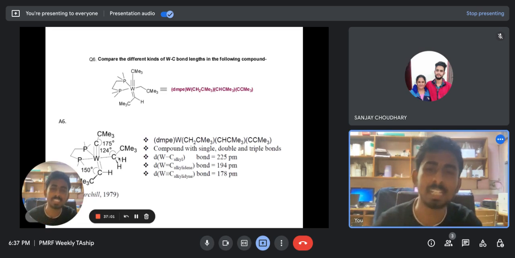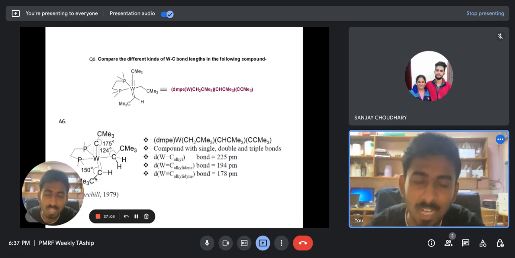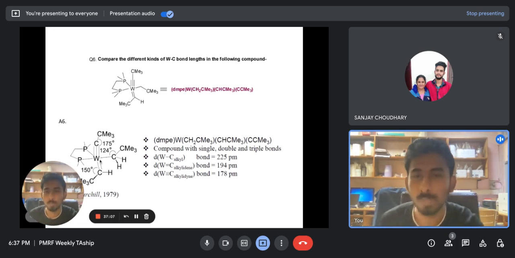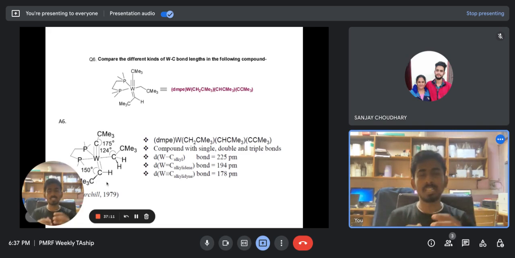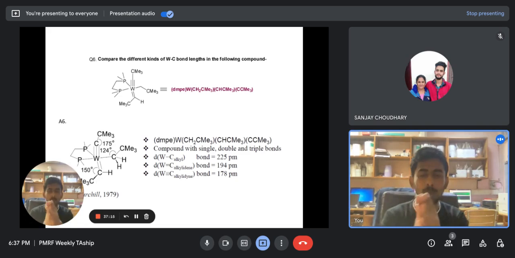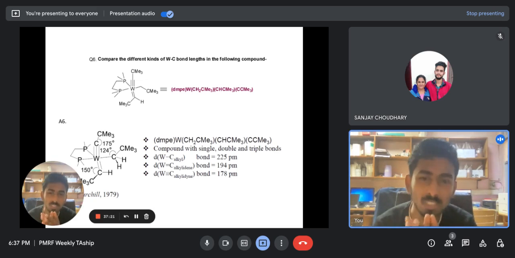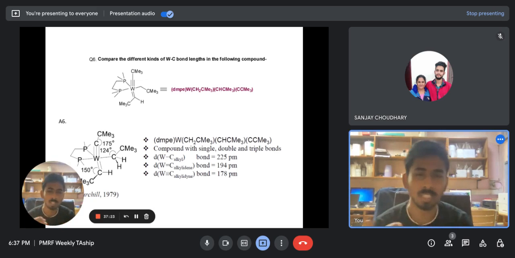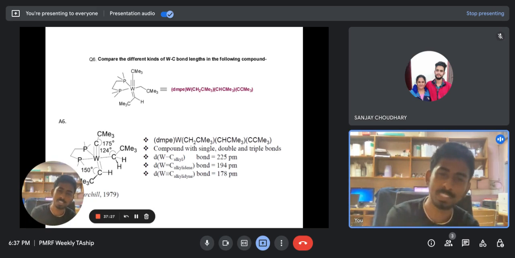In this case, this is a tetrahedral kind of system. Here you see this is the sp2 carbon, and between W and C the angle is 150 degrees. You see that from sp3 to sp2 and sp, the angles are actually 104.5 degrees, 120 degrees, and 180 degrees. So the angle is increasing as we increase the electronegativity from sp3 via sp2 to sp.